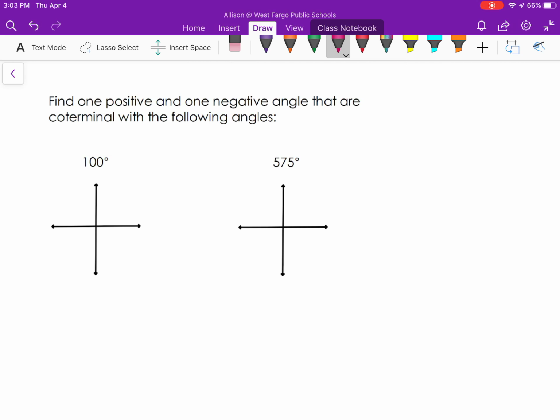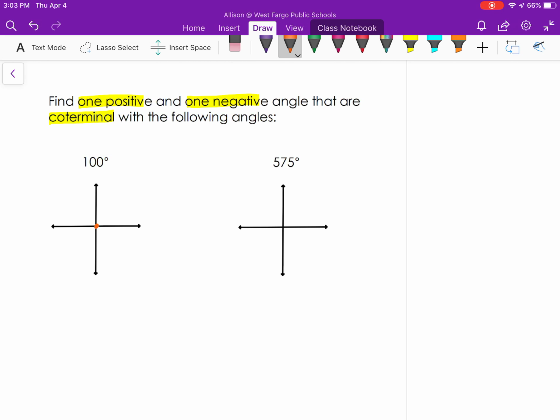So now we're going to practice finding coterminal angles. And I want to find one positive and one negative coterminal angle with the original angle given. So I'm going to start by drawing the original angle, the 100 degrees, in standard position.